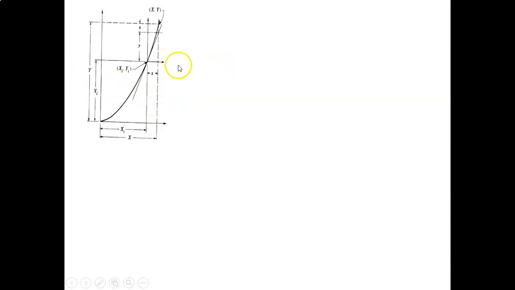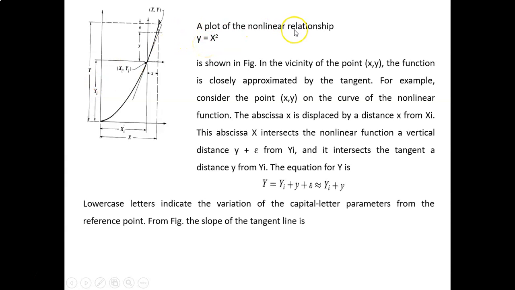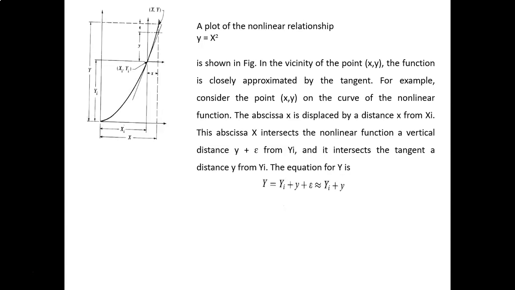Therefore, such type of variation, that is value of small x and value of small y, we have to obtain while solving examples also. That is small x is equal to capital X minus xi, and small y is equal to, from the graph, y minus yi. Therefore, a plot of the non-linear relationship y is equal to x square is shown in figure.